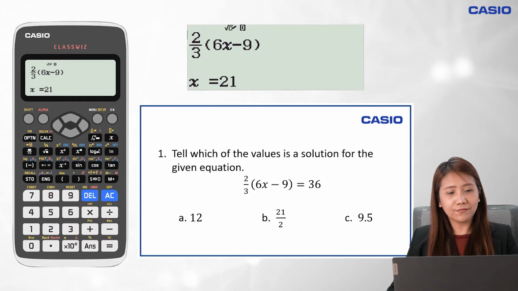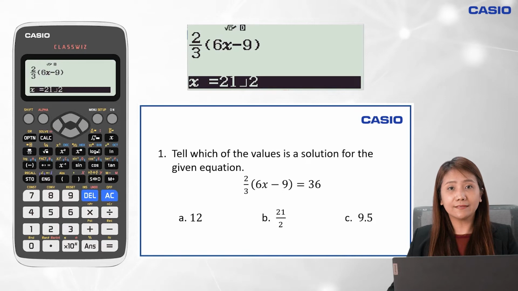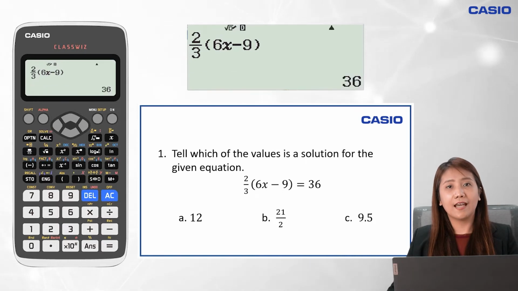Fraction key. And let's input the denominator 2. We click on the equal sign twice, and that gives us 36, which is the same as the second side. So, 21 over 2 is a solution.